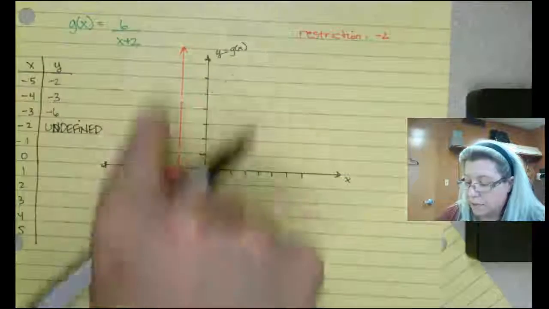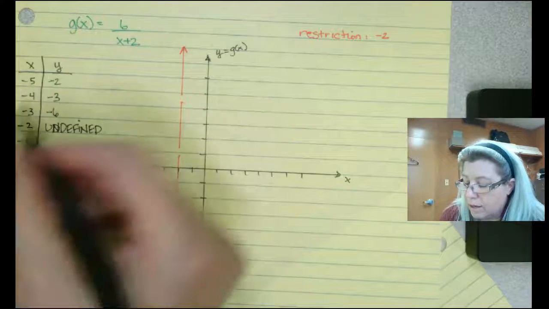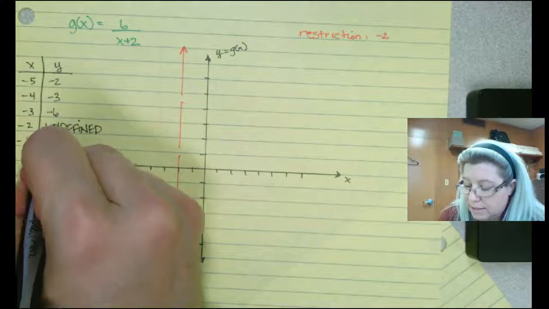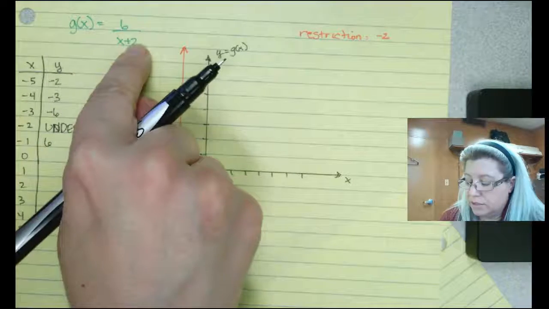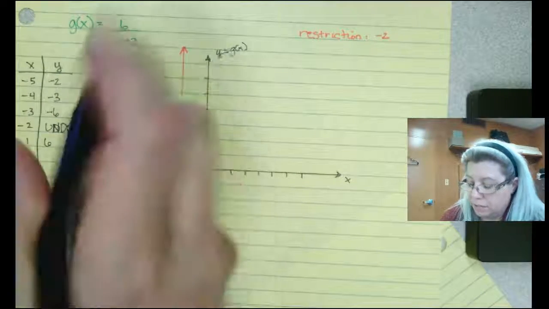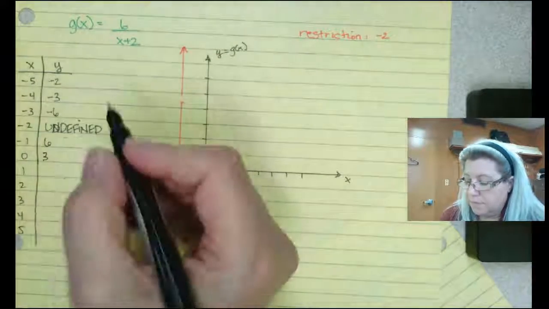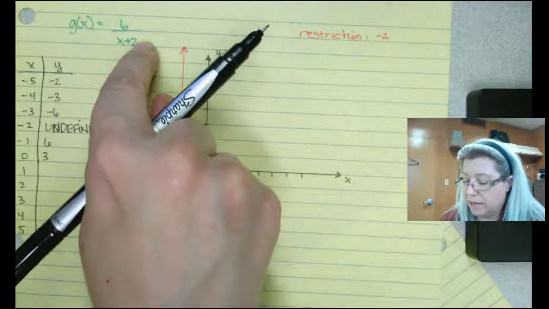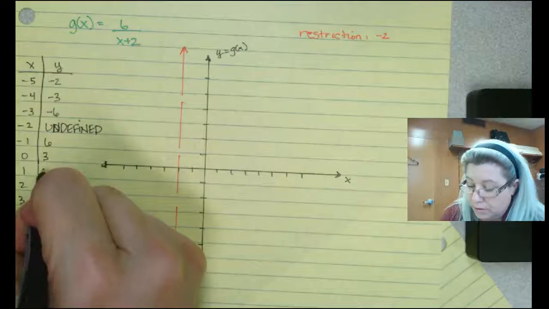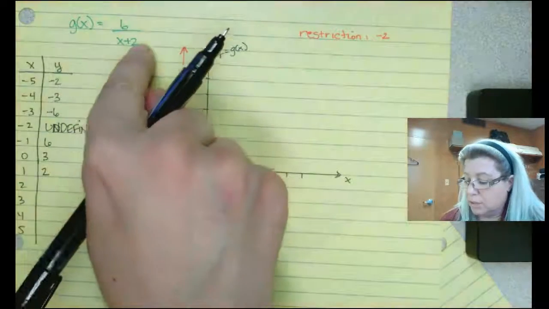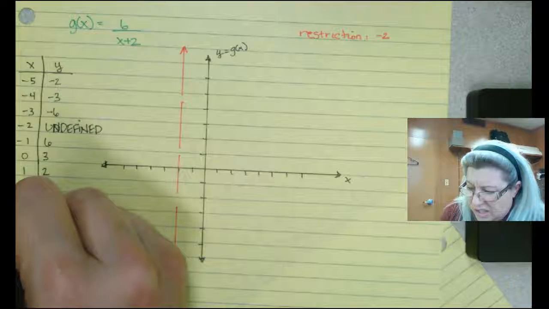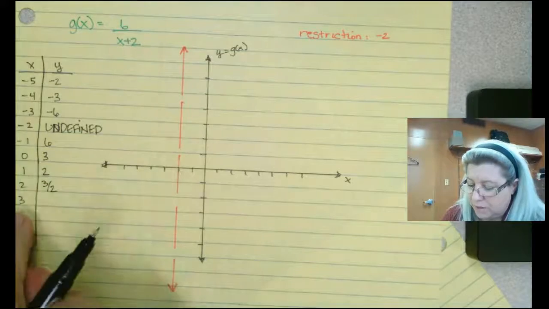Okay, that's my asymptote. Negative 1. Negative 1 plus 2 is 1. 6 divided by 1 is 6. 0 plus 2 is 2. 6 divided by 2 is 3. 1 plus 2 is 3. 6 divided by 3 is 2. 2 plus 2 is 4. 6 divided by 4 is 3 halves.